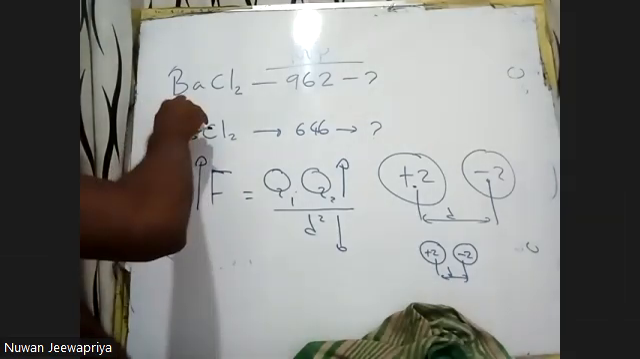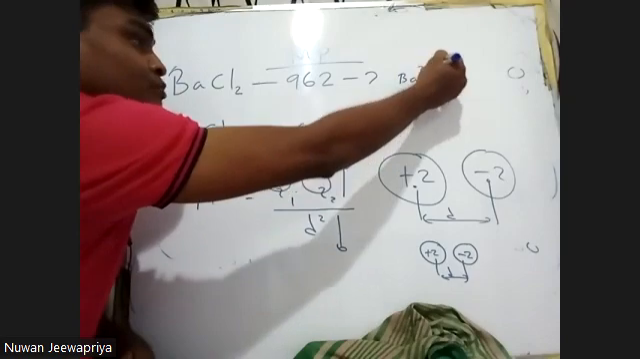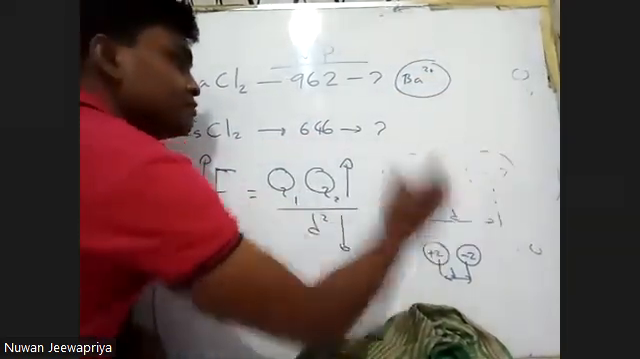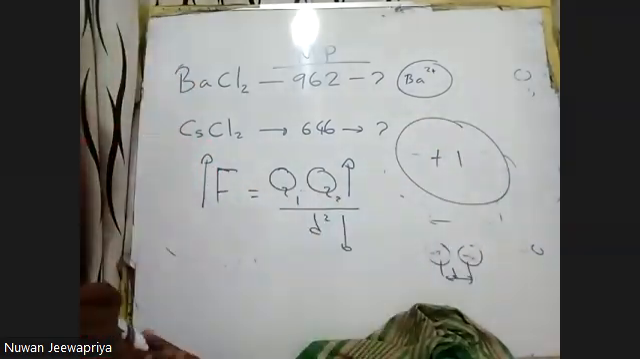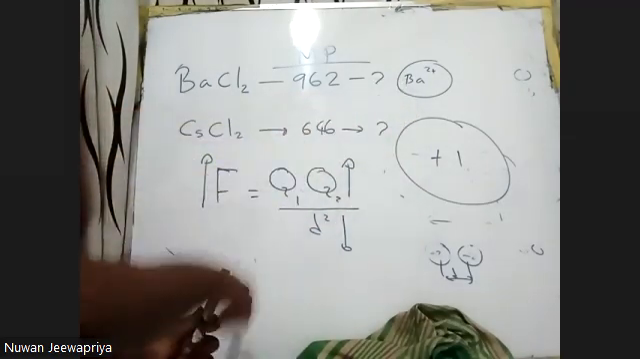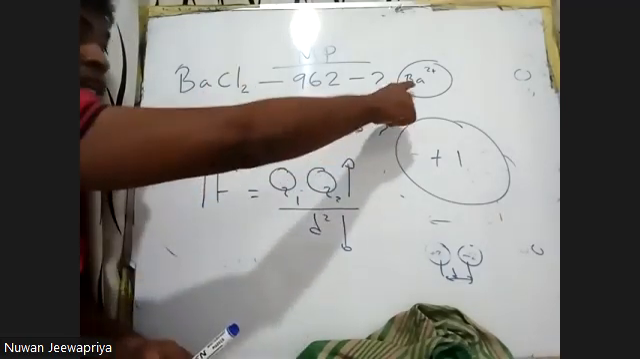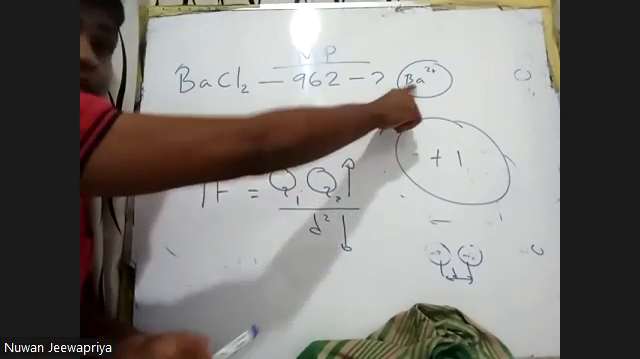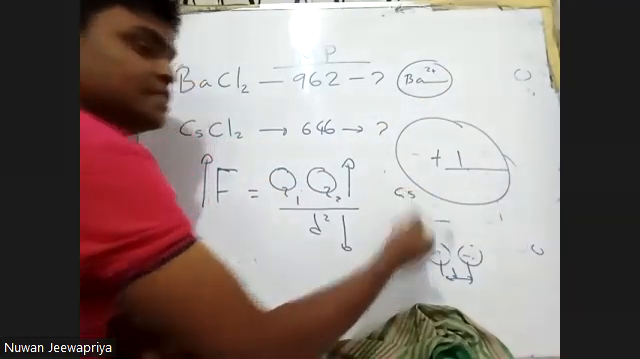So when I consider barium, barium is 2 plus charge, right? When I consider cesium, cesium is 1 plus charge. So in the case of charge, who is higher? Barium. That's why the barium chloride melting point is high. In the case of radius, lower the radius, higher the attraction. See the barium has lower radius than the cesium. This is what the cesium is.